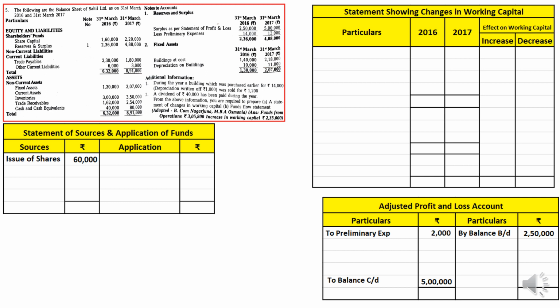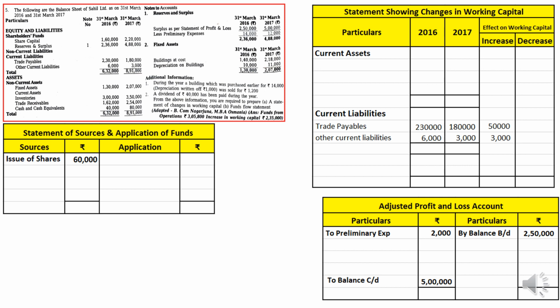We have non-current liabilities. We don't have any non-current liabilities. Then we have current liabilities. And current liabilities, as you are already aware, will be written in the statement showing changes in working capital. Trade payables we had 2,30,000 and 1,80,000. Decrease in current liabilities is an increase in working capital. Then other current liabilities 6,000 and 3,000. Decrease is an increase in current assets, right? In this way you have to write.